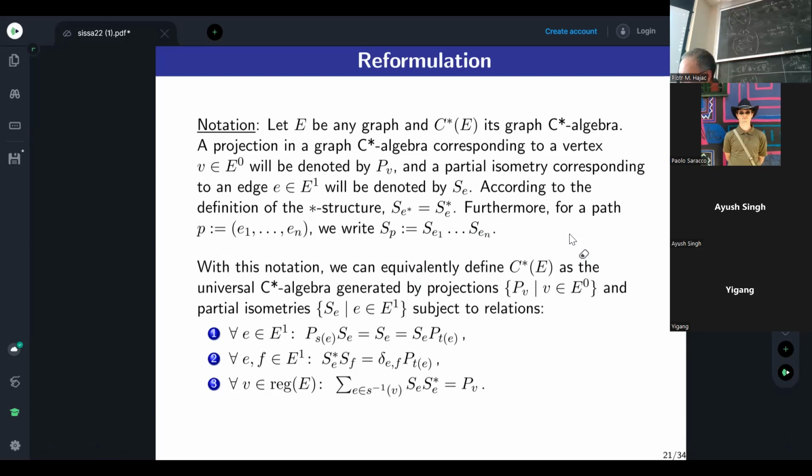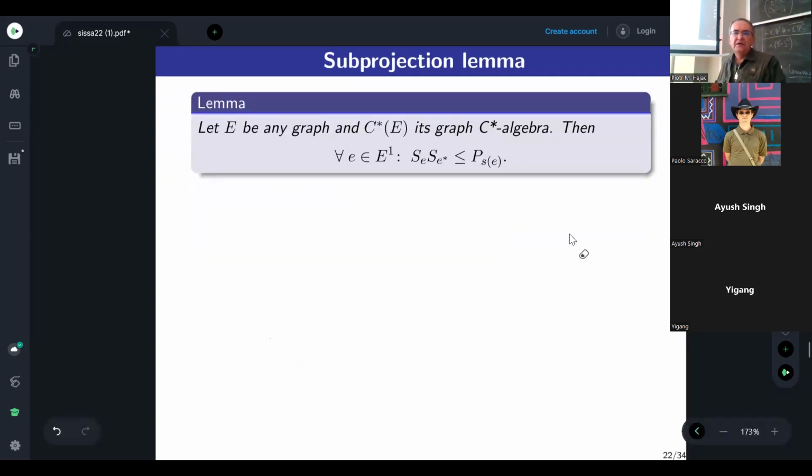That's not a big deal. That's not a big theorem. Although, to be really clean, you have to make some effort to verify things. All right. Good. So now we have a subprojection lemma.